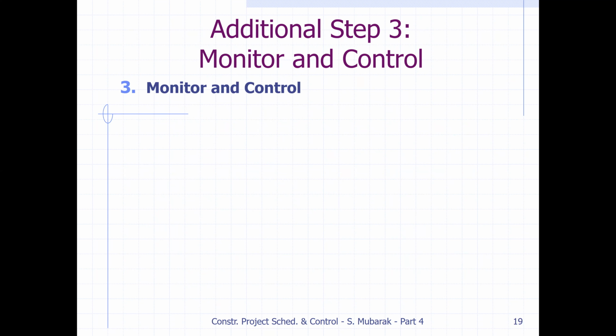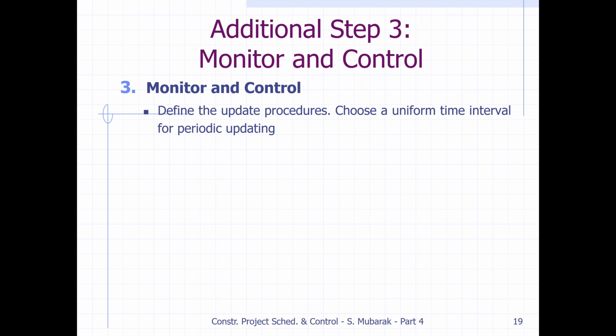Then the third of the additional steps is monitor and control. Monitor: define the update procedure. Choose a uniform time interval for periodic updating, like updating the schedule after 3 months or so. Compare the baseline with what has actually been done. So always compare with the baseline.